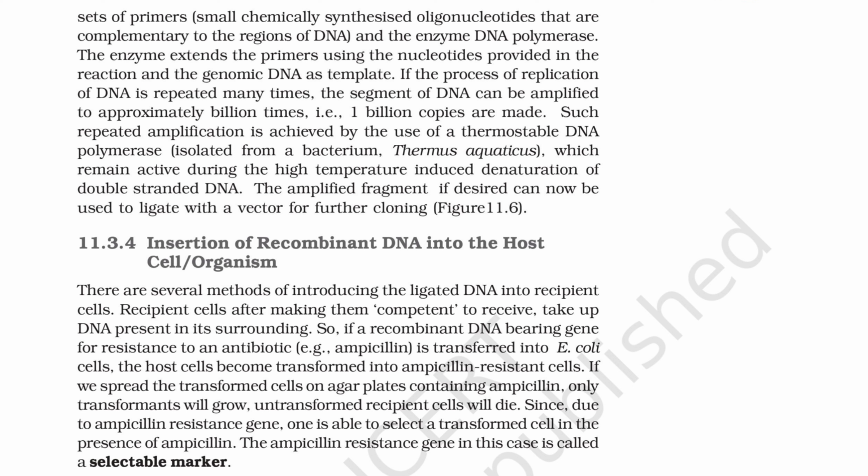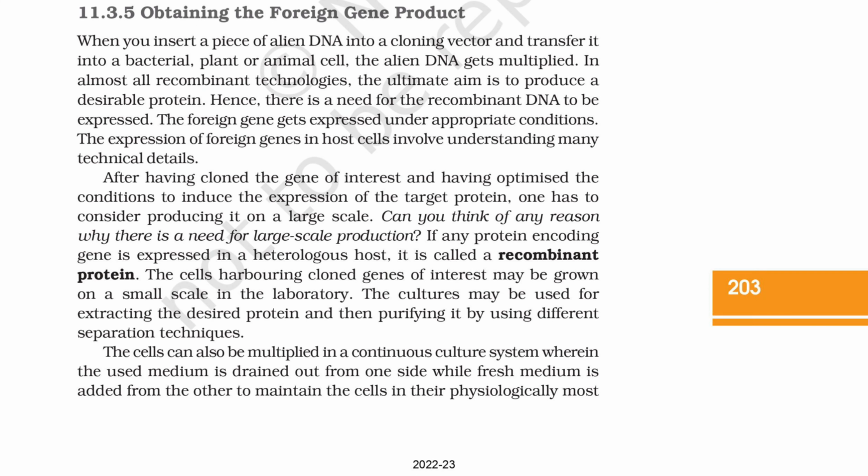If we spread the transformed cells on agar plates containing ampicillin, only transformants will grow, untransformed recipient cells will die. Since, due to the ampicillin resistance gene, one is able to select a transformed cell in the presence of ampicillin, the ampicillin resistance gene in this case is called a selectable marker.